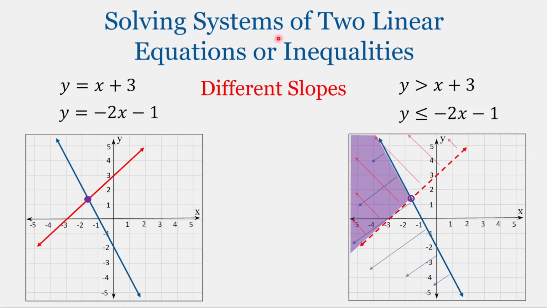So when you're looking at systems of two linear equations or inequalities, if the equations or the boundary lines of these inequalities have different slopes, you will have a solution. For linear equations, it'll be 1 point. And for linear inequalities, it's going to be a region on the graph. And there are an infinite number of points in this region.